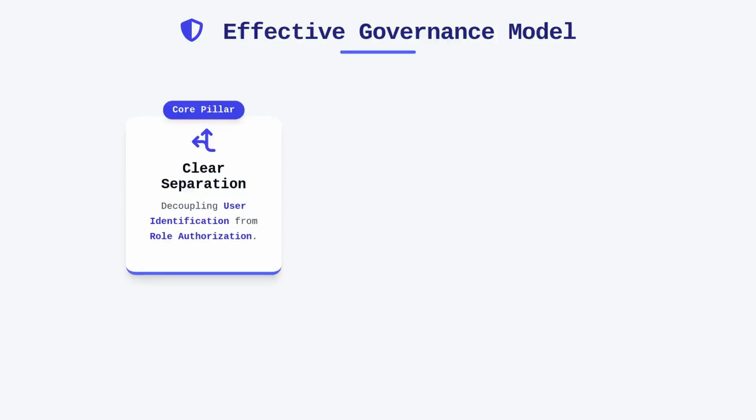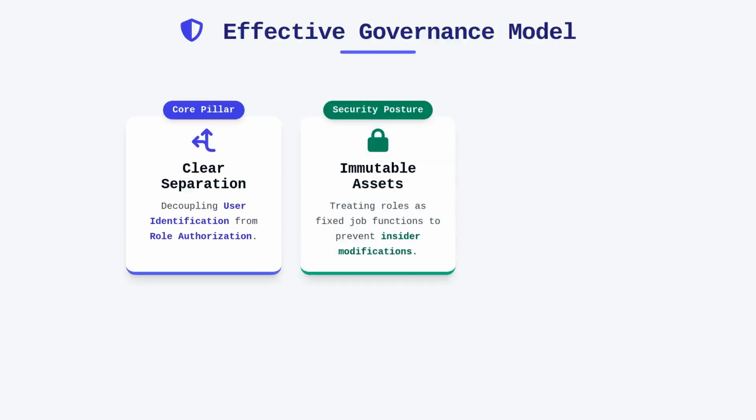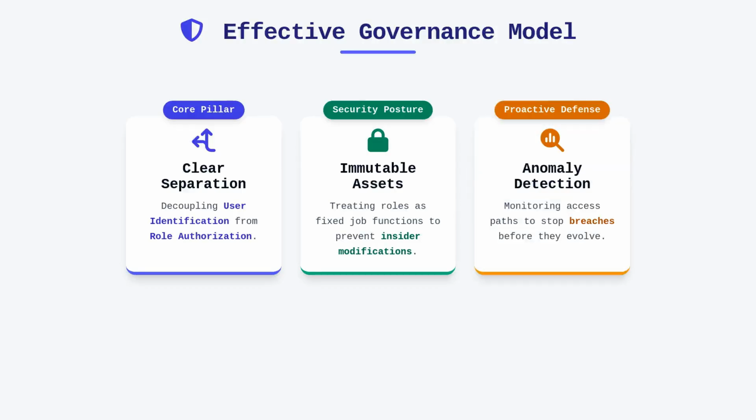Effective governance in this model relies heavily on maintaining a clear separation between the identification of the user and the authorization of the role. When you treat roles as immutable assets that represent job functions, the resulting security posture becomes far more resistant to unauthorized modifications by insiders. Monitoring these access paths allows security teams to detect anomalies before they evolve into significant security breaches.